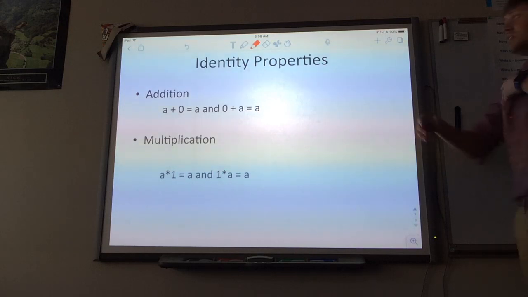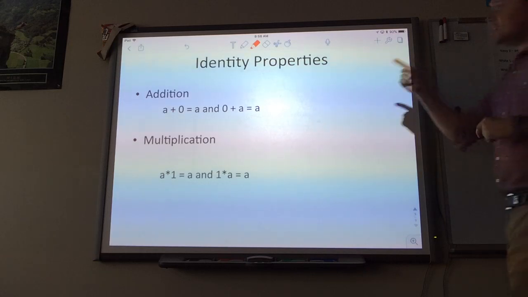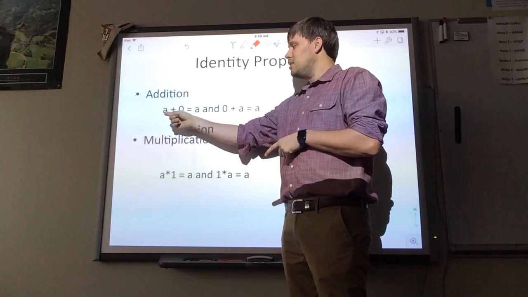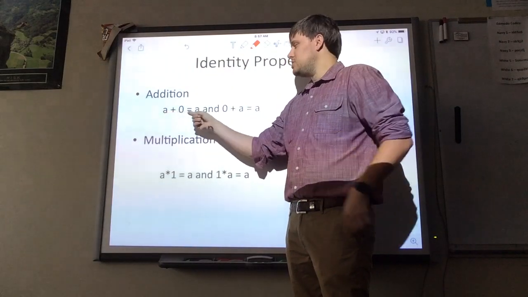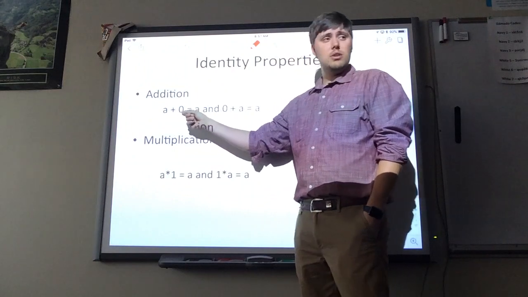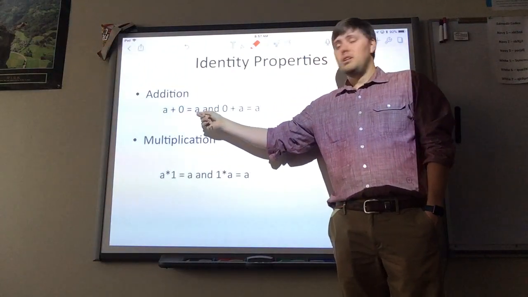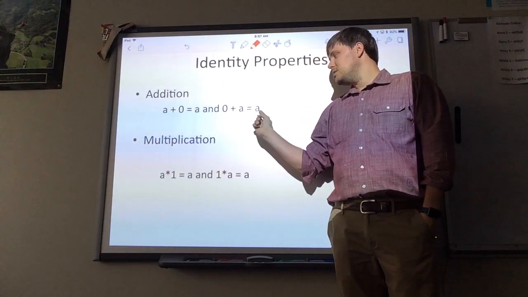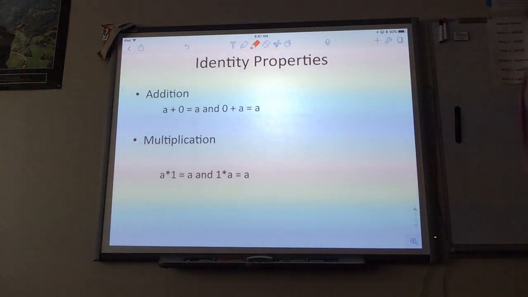All right. So, identity properties just means their identity does not change. Okay? The identity is what it originally was. So the addition property of identity means what do I add in order for the identity to not change. For addition, if you add 0, it doesn't change. And you can also do the commutative property of that. 0 plus a still equals a. So for addition, the identity doesn't change when you add a 0.